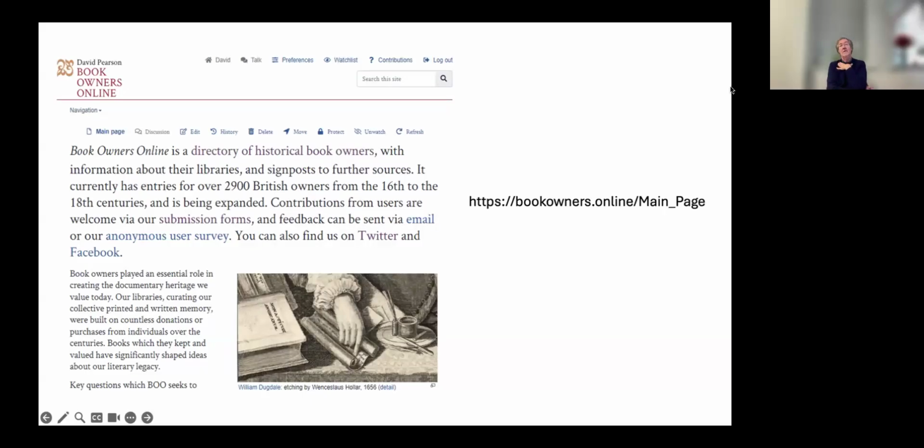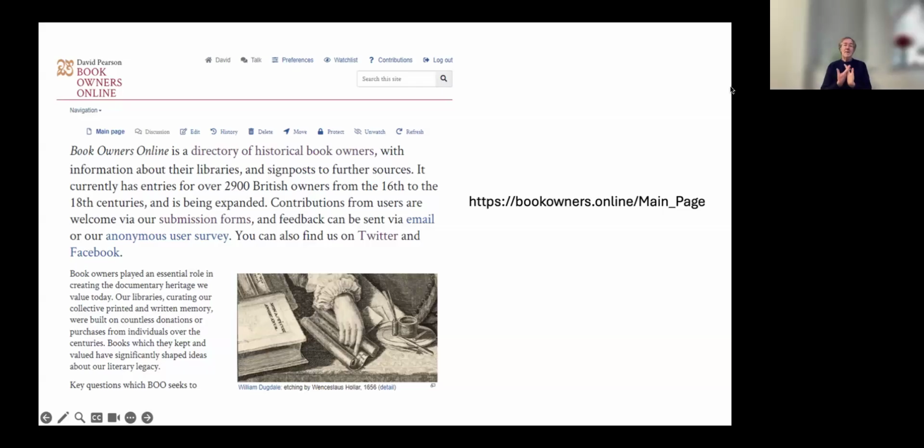I was always dubious, in two minds, about the fact that it's got my name on it. It says David Pearson, Book Owners Online, in the top corner. I was persuaded that, yeah, we should definitely do that. And I'm not trying to not take responsibility for it and all its failings, but I don't want to own it. I don't want it to be David Pearson's database.